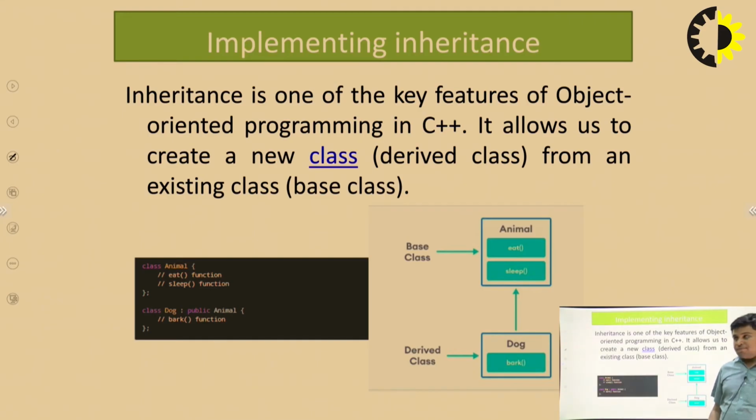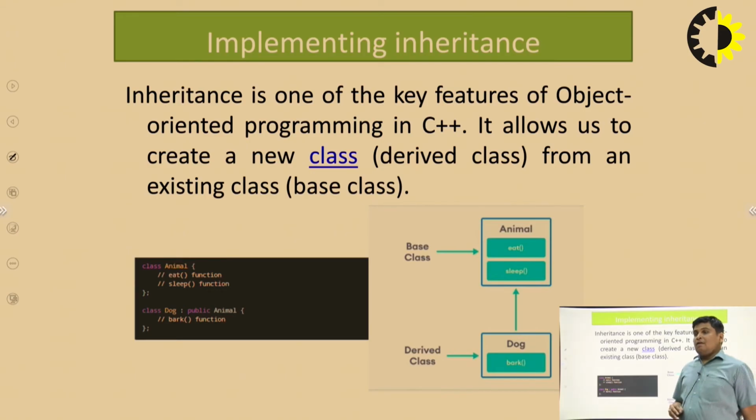Now again, this is a very important question in object oriented analysis and design: inheritance. So what do you mean by inheritance? Inheritance is one of the key features of object oriented programming. What is the meaning of this? It allows us to create a new class from an existing class.